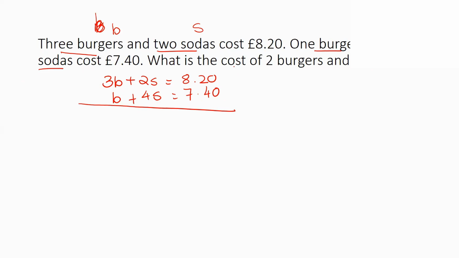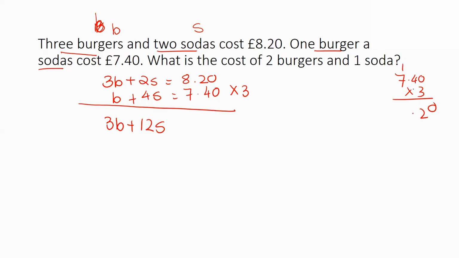Right, in this case, I'm going to try and multiply this by 3. I just wanted to show you that you can also do that. And why am I timesing by 3? Because if I times this by 3, I can eliminate this term. So then I will have 3b plus 12s, and then 7.4 times 3 will give me 22.20. And now I'm going to subtract this, which is 3b plus 2s equals 8.20.